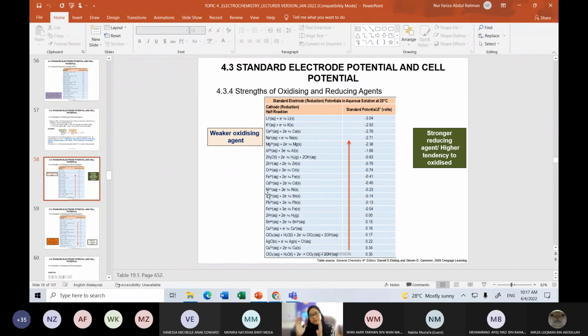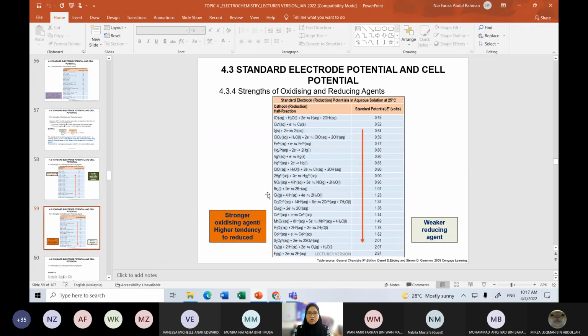We can talk about reducing agent and oxidizing agent at the same time. If it is a strong reducing agent, that means the oxidizing agent will be weaker. The strength or kebolehan dia, the tendency will be weaker. Okay, right. Moving on.